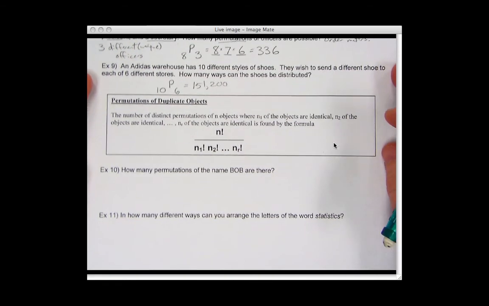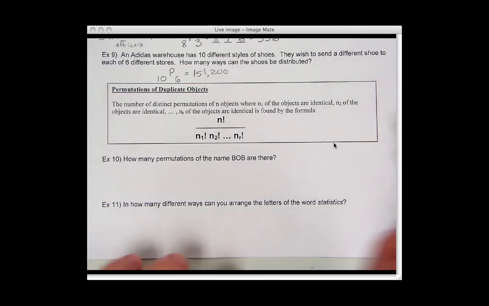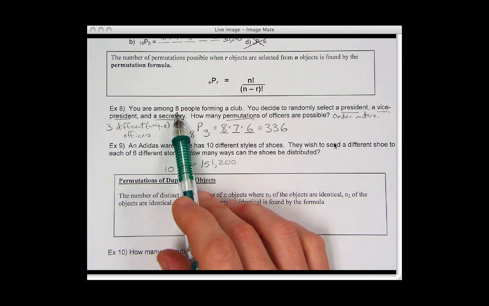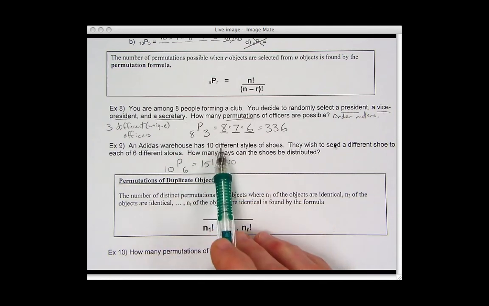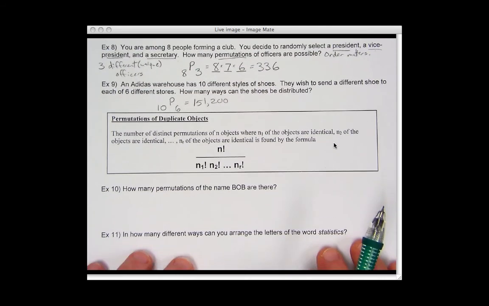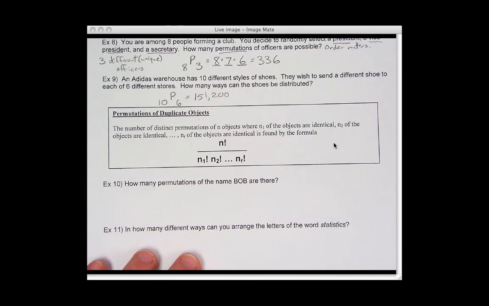Now, the number of distinct permutations is going to change when we have duplicate objects. So far everything's been unique. If 8 people are forming a club, those 8 people are all different. If we have 10 different styles of shoes, each shoe is different. But let's say we have some duplicate objects in the set that we're choosing from.